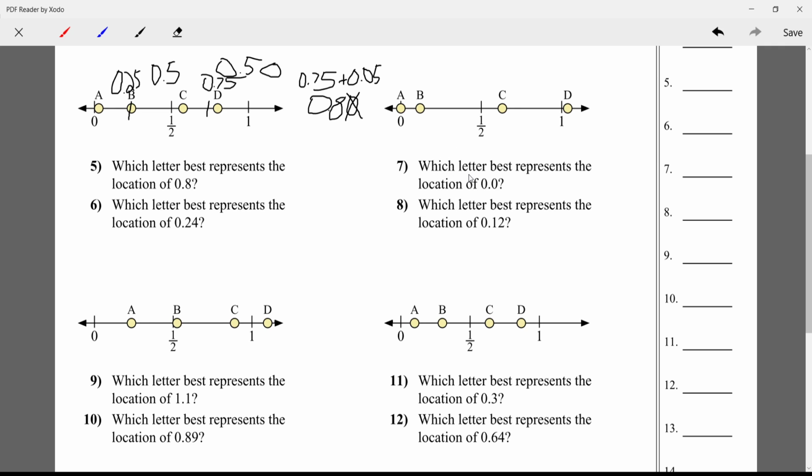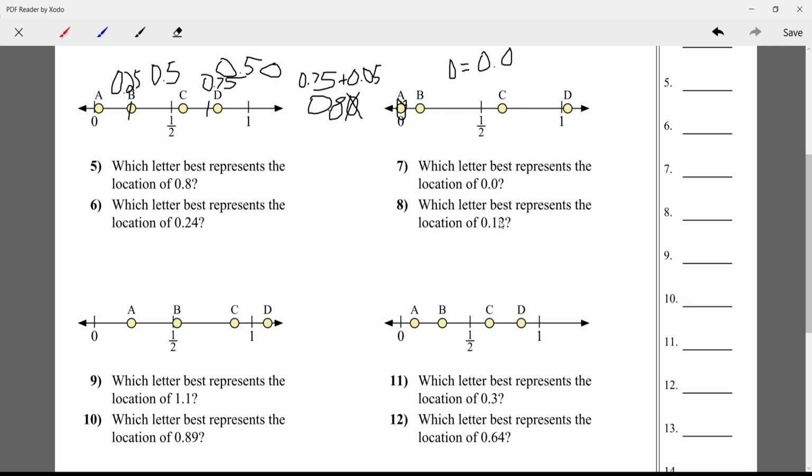So 5 is D and 6 would be B. Now 7 and 8, let's look at this one. Which letter best represents the location of 0.0 or 0 tenths? 0.0 equals 0.0. It's about as clear as they come, and the only thing it could be is A, because A is at 0, so 0 equals 0, right?